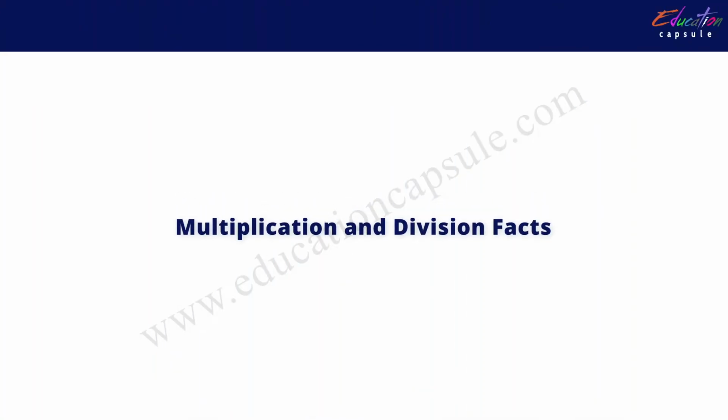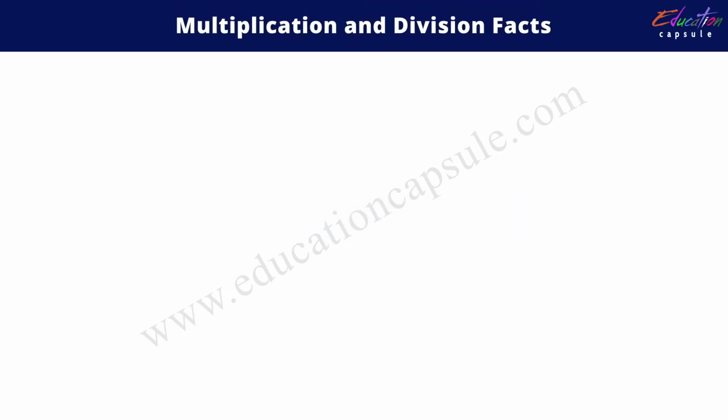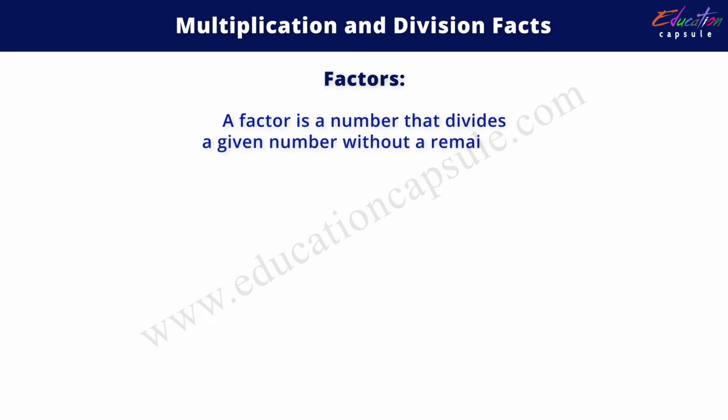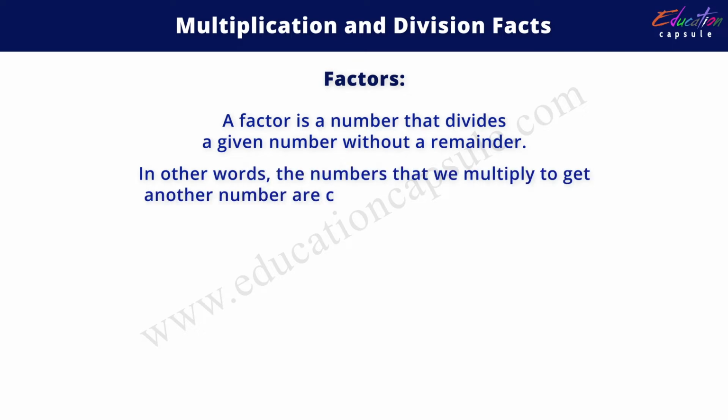Hi, today we are going to learn about multiplication and division facts. The first one is factors. A factor is a number that divides a given number without a remainder. In other words, the numbers that we multiply to get another number are called factors of that number. As you can see this here in this example.